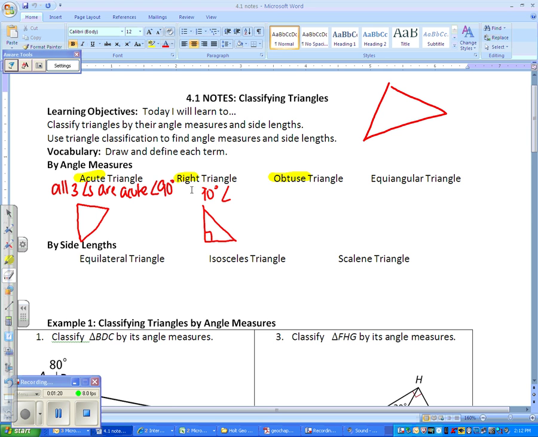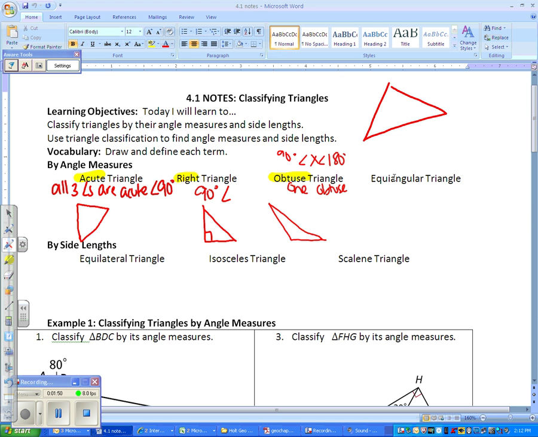An obtuse triangle, we know obtuse is an angle that is bigger than 90 degrees. It's actually between 90 degrees and 180 degrees, because it's not possible to have an angle in geometry at this point for triangles that is over 180 degrees. So an obtuse triangle has one obtuse angle. If you just connected these, that would be an obtuse triangle.